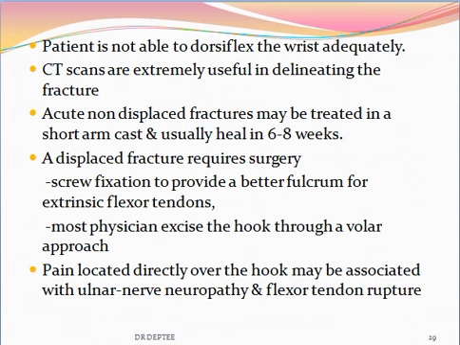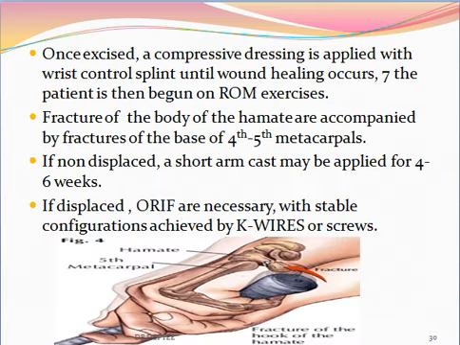If there is a displaced fracture, then it requires a surgery. Displaced fractures are mainly treated with screw fixation, which provides a better fulcrum for the extrinsic flexor tendons. Pain located directly over the hook may be associated with ulnar nerve neuropathy and flexor tendon rupture. Once excised, a compressive dressing is applied over the wrist until the wound heals.